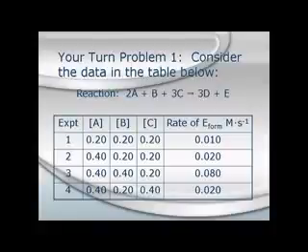It's your turn. Consider the data in the table below. The reaction here is 2A plus B plus 3C will yield 3D plus E. Now you're given a set of experiments 1 through 4 and sets of concentrations of the reactants A, B, and C along with the rate of E forming in moles per liter times seconds. Now what I'd like you to do is to pause the podcast, write this data down, and then when you go on to the next slide, it will tell you what you need to do with this data.